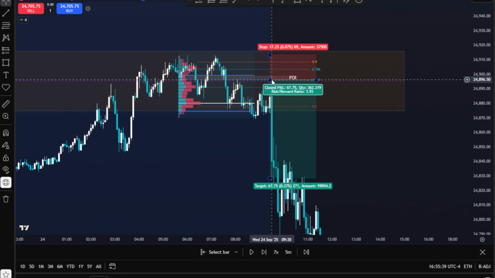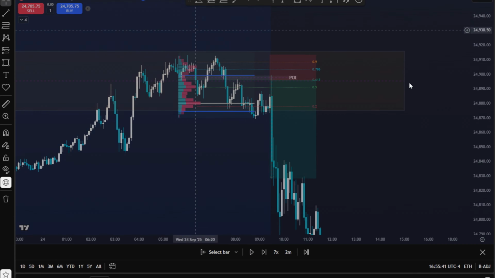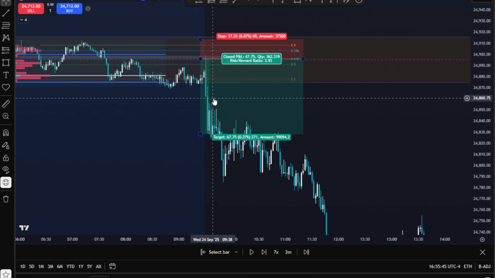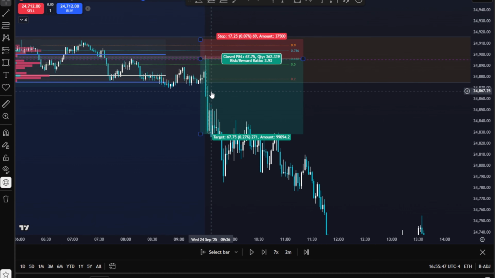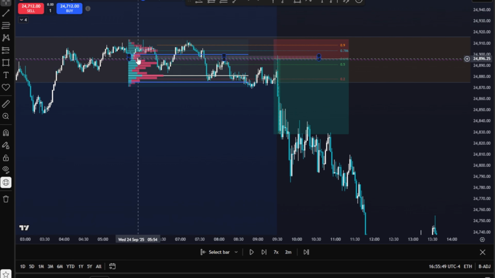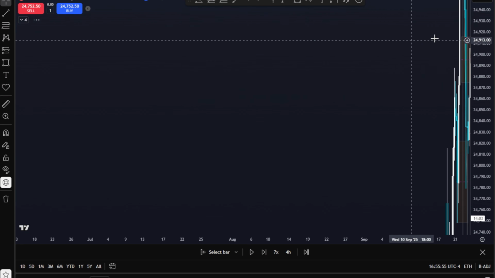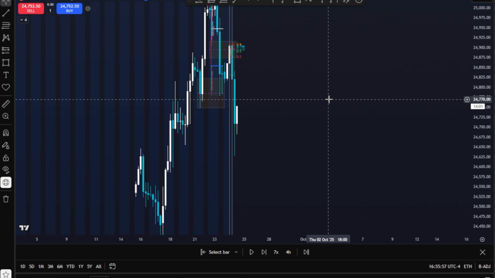And as we can see, this is the 5 minutes. Even on the 2 minutes or 1 minute, you can see how aggressive a bunch of sellers just stepped in all through here, right? Just to fill these low volume nodes. Okay, now jumping into a couple other examples, let's take a look.